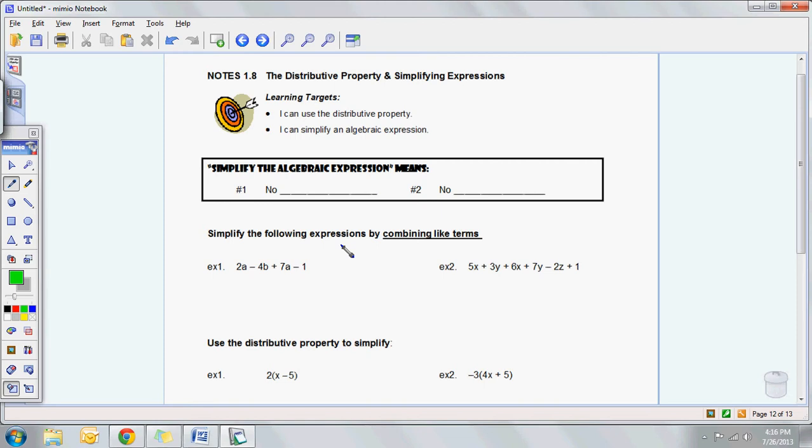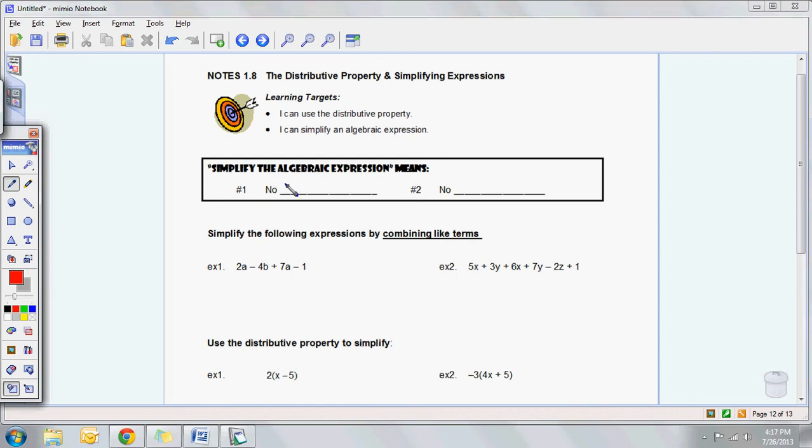Alright, so 1.8 is all about the distributive property, and we've learned about so many different properties, but distributive property is so important that it gets its own day. So before we can get into that though, we need to talk a little bit about what it means to simplify something, because that's basically what we're doing when we're using the distributive property. To simplify something means, if I ask you to do that, two things.